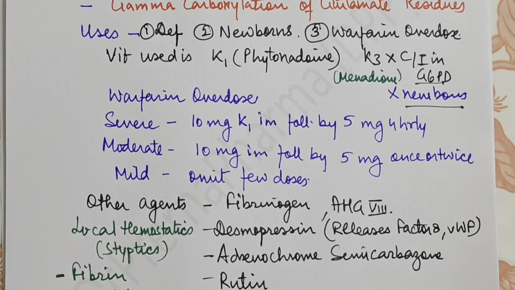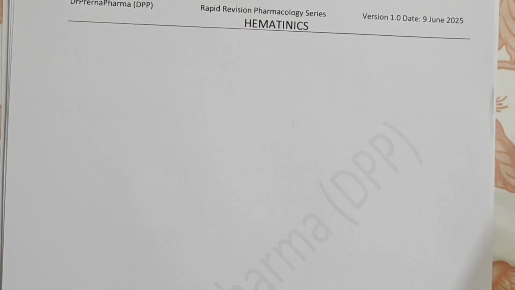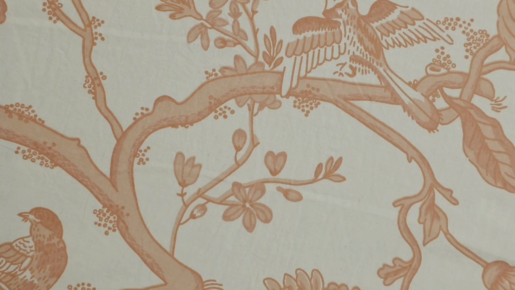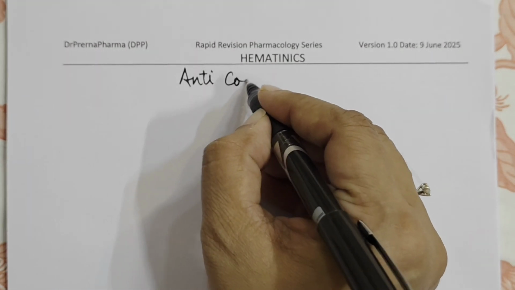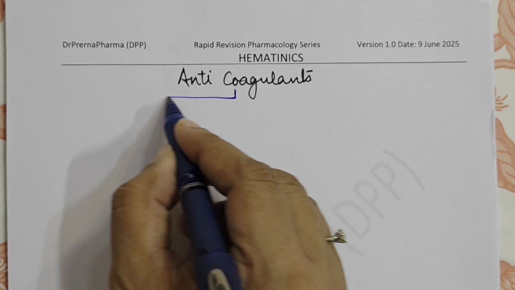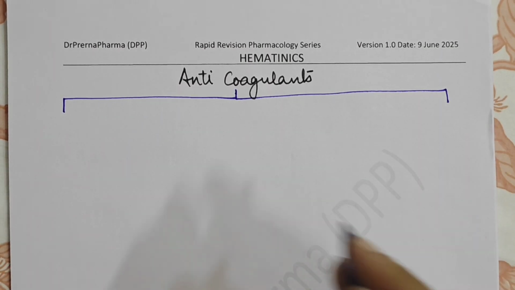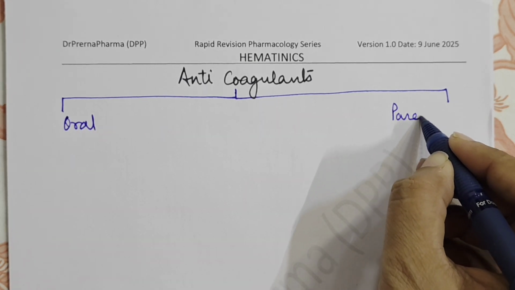Then ये पूरा vitamin K का है, overdose में क्या देना है, and what are the other substances which can be used as coagulants. Right. Now next move to another difficult part of these hematinics, that is anticoagulants. Now anticoagulants थोड़ा सा मुश्किल हैं because there are a lot of drugs. So now remember, anticoagulants are divided into oral and parenteral.